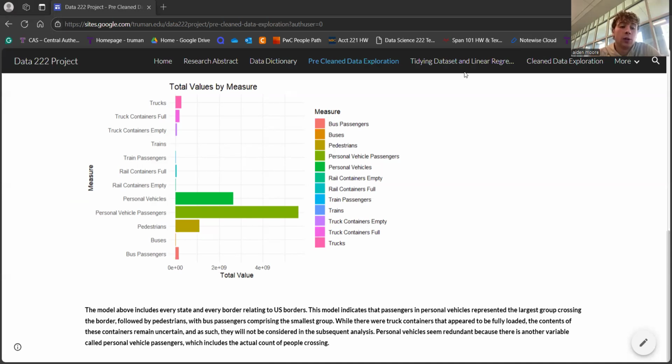measure for clarity. The chart likely reveals that some modes, such as personal vehicles or pedestrians, have significantly higher counts compared to others like buses or commercial trucks, reflecting differences in transportation usage patterns at the border. This visualization helps to identify which modes contribute the most to border traffic.